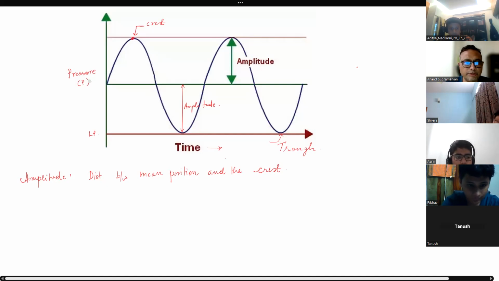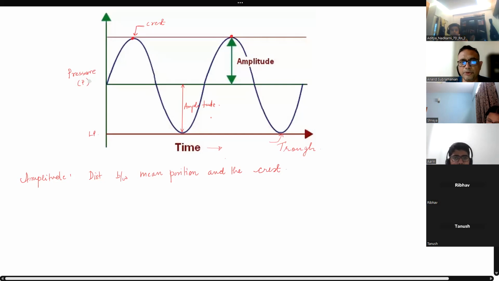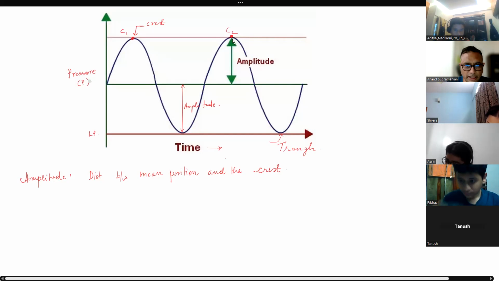Can you see the OneNote which I am sharing, guys? Yes. Okay, this point, in fact, this also is a crest. This is also a peak position. So we have got two crests here. You can say this is crest 1, this is crest 2. Like that, these positions are called the troughs. I will designate them by T1, T2. Two troughs are there for us.